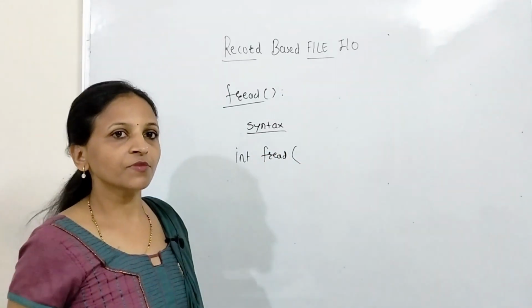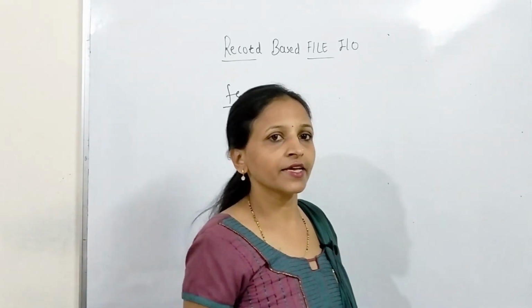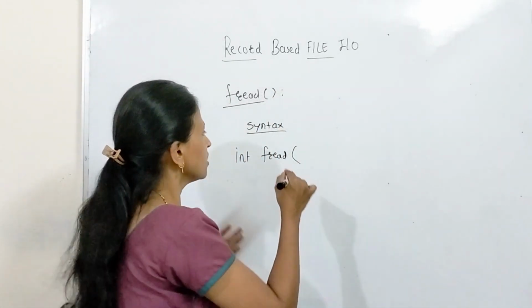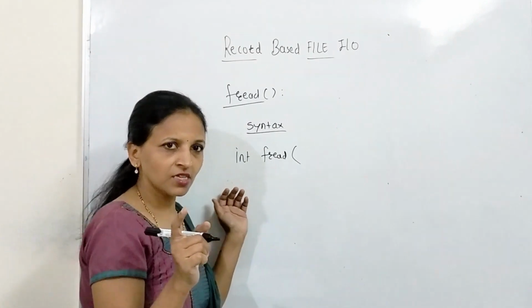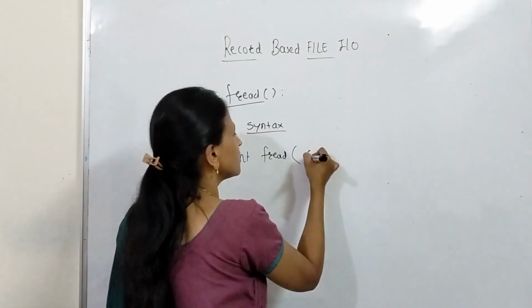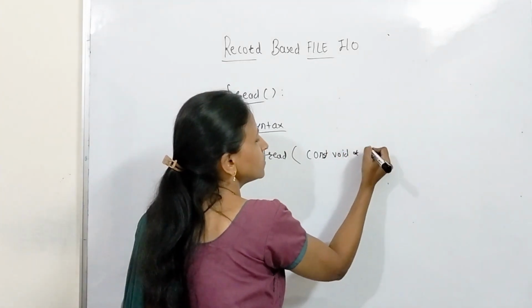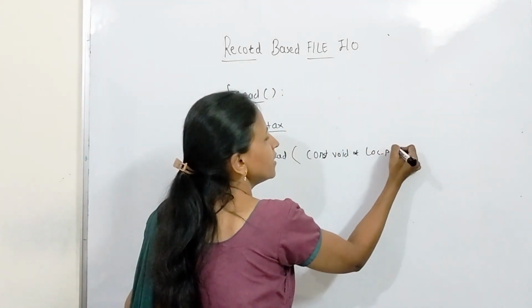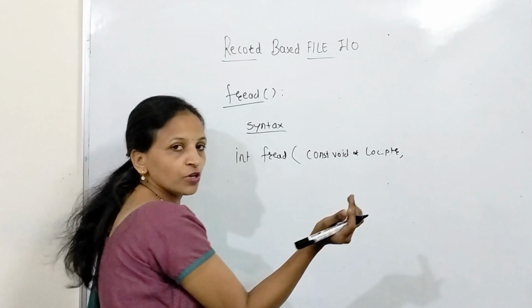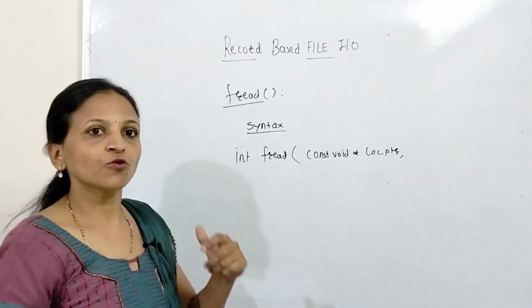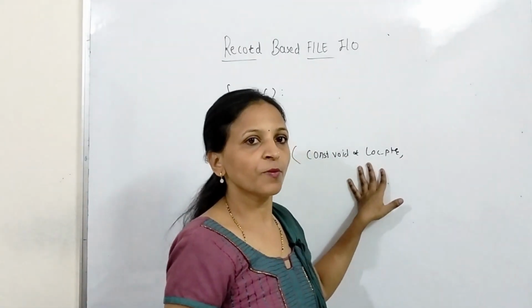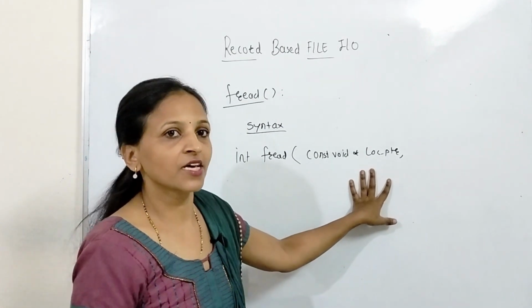Now here again, same thing, the syntax is just like the fwrite function. Here the first argument is a void pointer, that is a constant pointer, it will not be changed, const void star. This is a location pointer again. After reading, where you want to store that record, you have to mention its address, you have to pass over here as a first argument.